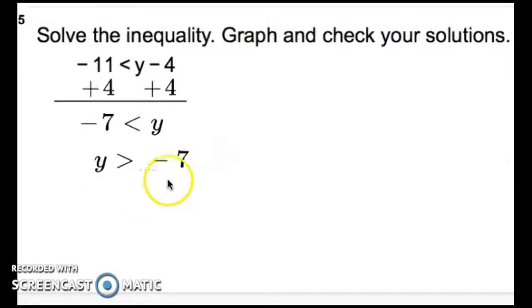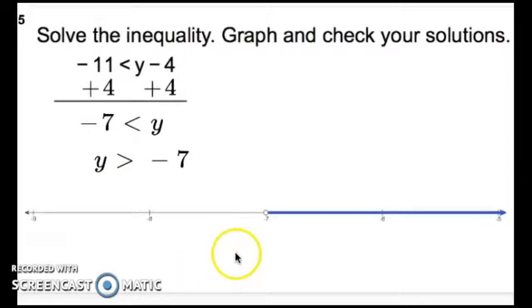All right, so now let's graph it. So we're going to start at negative 7. This is going to the right, so we'll be going to the right at negative 7. There's no line under the inequality, so it will be an open circle. So this will be the graph for number 5.